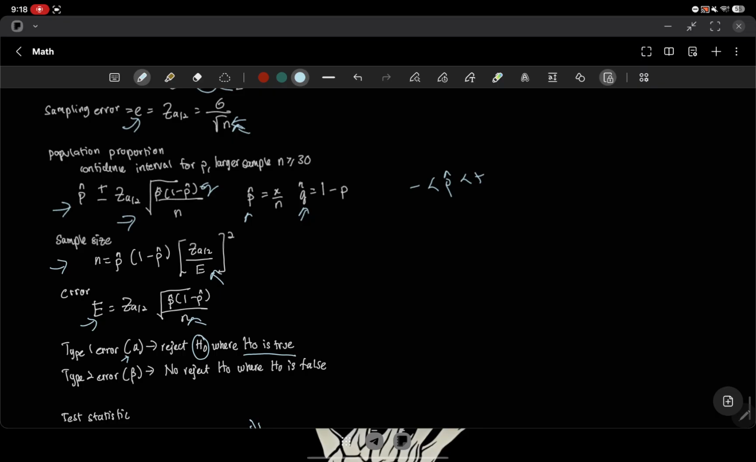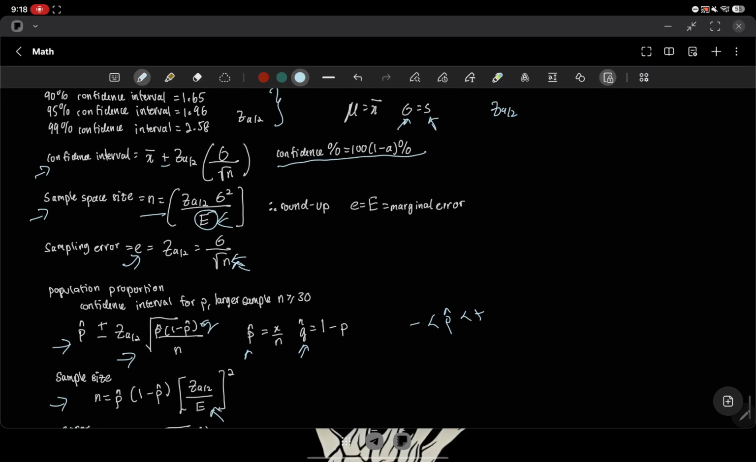So we have already covered the formulas. These are the main formulas that we'll be using, and the formulas will be given.